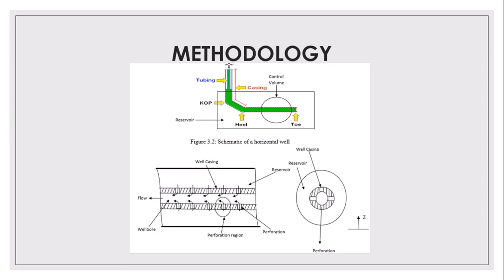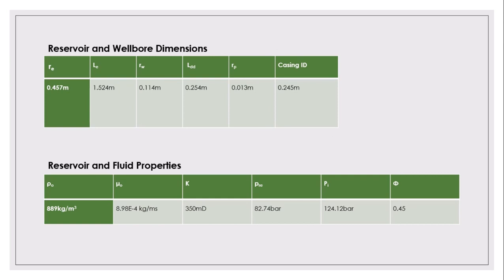So most critically, we are looking at a horizontal well. We are taking just a control volume that captures the casing, the perforations, and how flow advances from the reservoir through the perforations into the wellbore. For this case, we're not looking at a damage zone because we're not able to capture that. The reservoir and wellbore dimensions are given in the two tables, reservoir and flow properties.